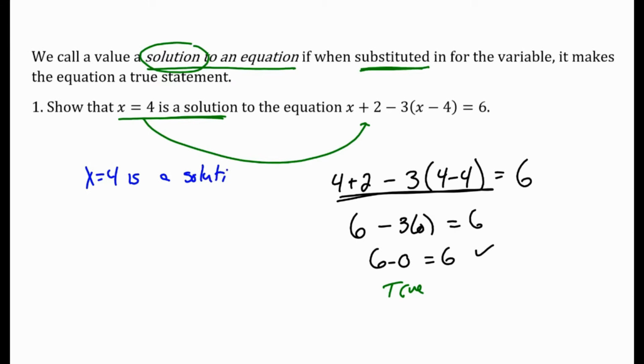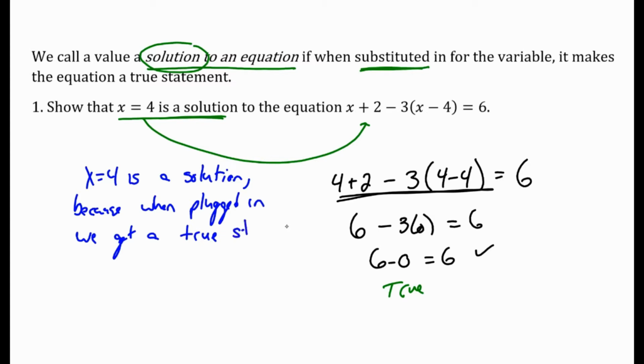Why, you may ask? X equals 4 is a solution because when plugged in, we get a true statement. 6 does equal 6. That is a true mathematical statement there. So x equals 4 is a solution.